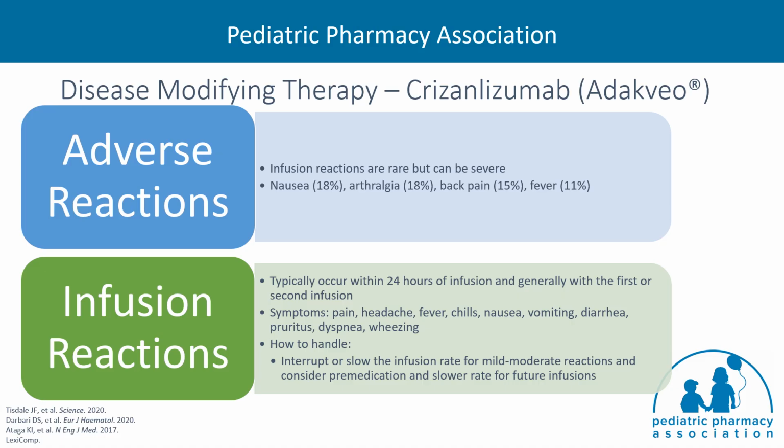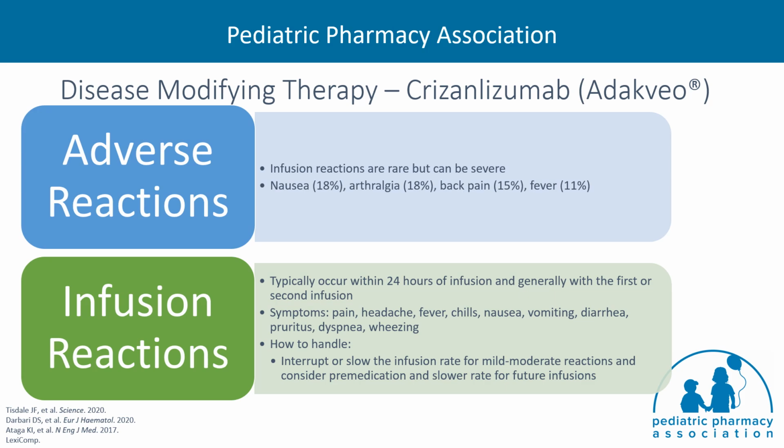When thinking about adverse reactions, infusion reactions are going to be one of the most significant ones we will see. So they're rare but can be severe, and we'll talk about that in just 1 second. Other reactions that we can see for these patients include nausea, arthralgias, back pain, and fever. For the infusion reactions, it's tempting to treat them with corticosteroids because they look so much like a hypersensitivity reaction. But it's important to note that steroids can cause an increase in rebound pain, and so steroids should not be considered first line for treatment of these infusion reactions.